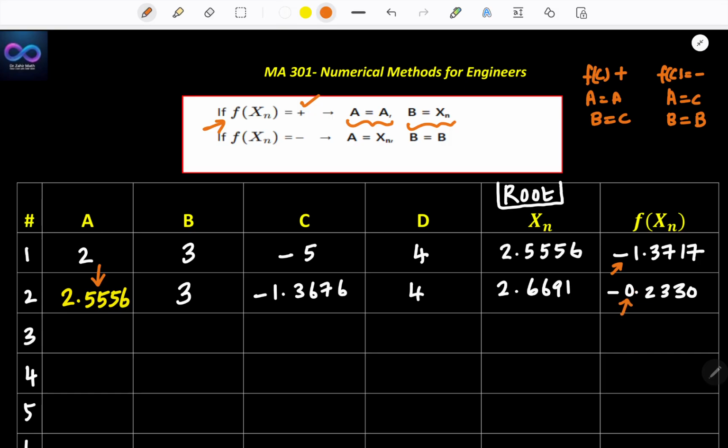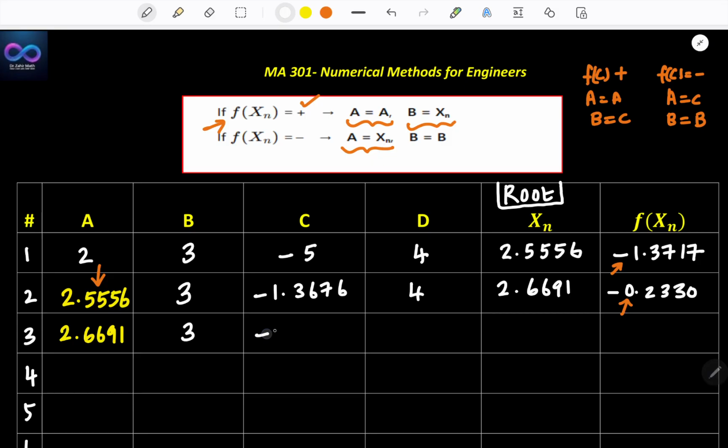Now look at this again. Your f of xn is negative. If f of xn is negative, you are going to use what? A is equal to xn. So what is your A displays? Your xn is 2.6691. Right. And your B is 3. Go to the calculator, press calc or press equal again. Automatically it will ask the question A. Right. 2.6691. Press equal. Press 3. B is equal to. You will get the next C.